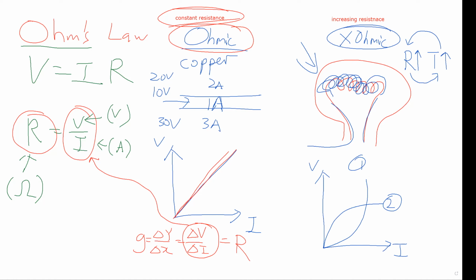Number one or two, based on your mathematical knowledge. Which one is the one that has increasing resistance? Very good. It is number one. Excellent. Because as I've already mentioned, the gradient represents the resistance, and an increasing gradient, as you can see here, indicates increasing resistance.